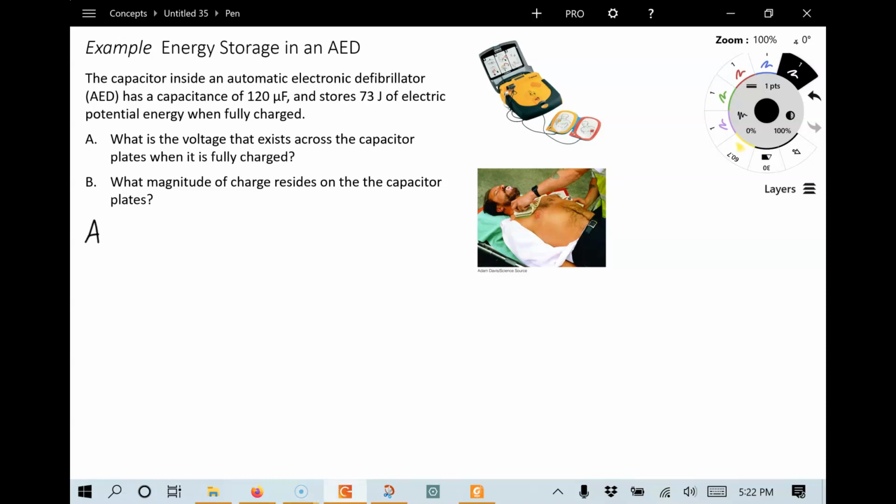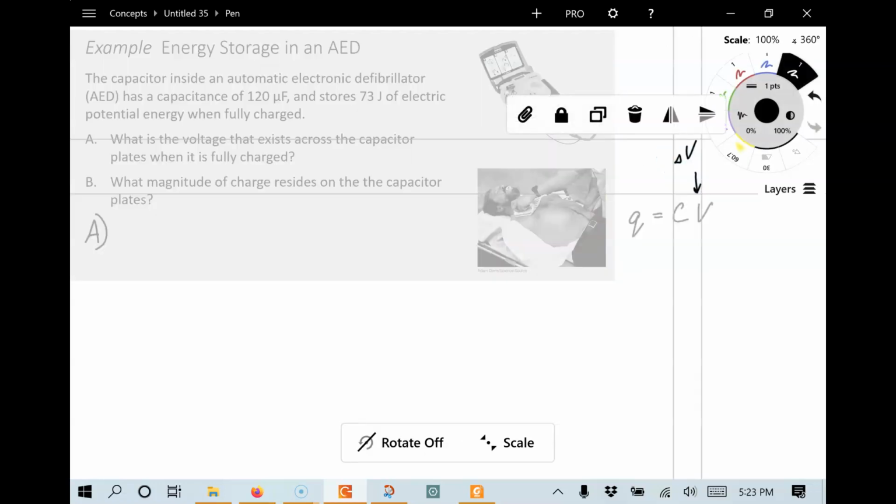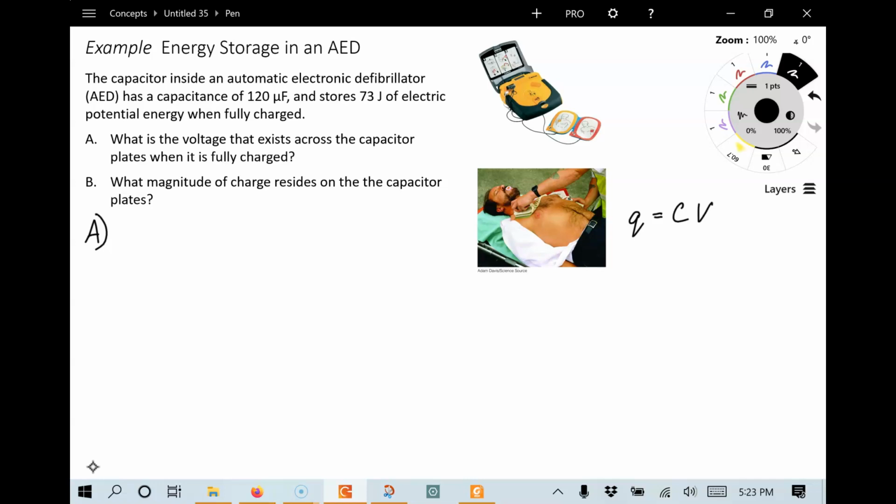Let's look at part A. What is the voltage that exists across the capacitor plates when it is fully charged? So just a few important equations about capacitors. The charge stored by the capacitor is equal to the capacitance times the voltage across that capacitor. Again, we usually think of this as the delta V, but for simplicity, we're going to write this as V in this case.